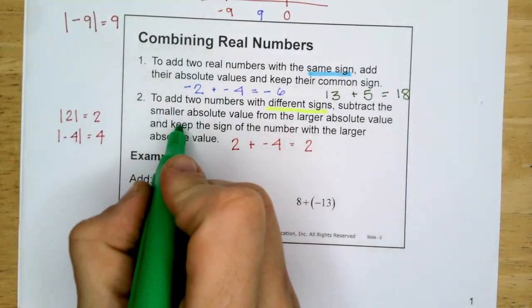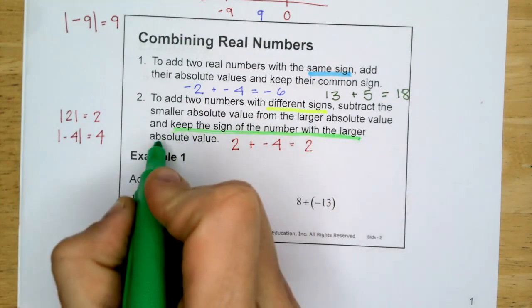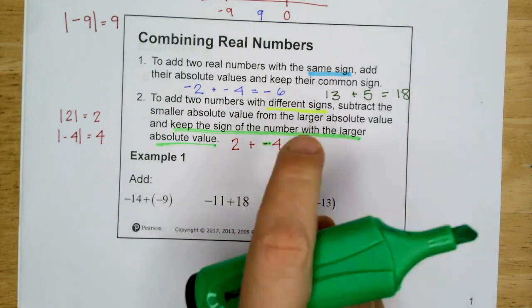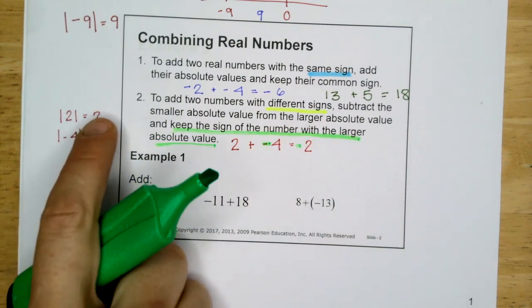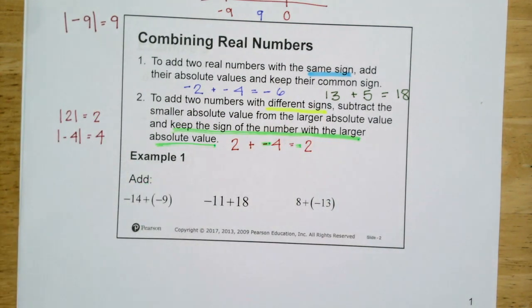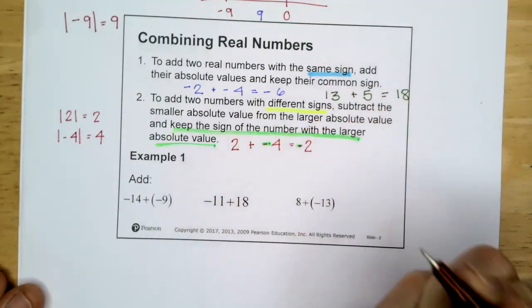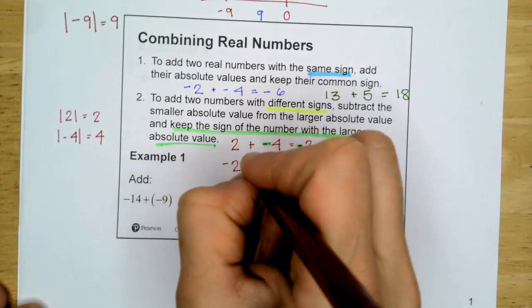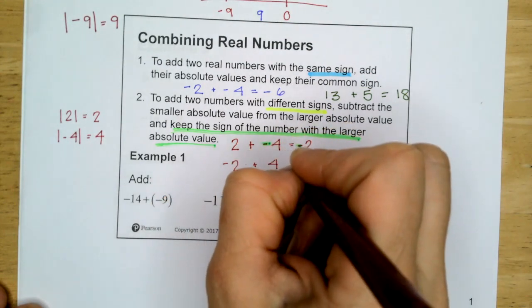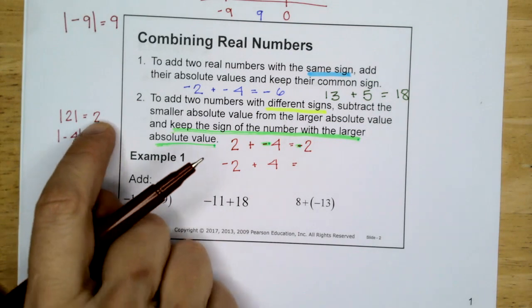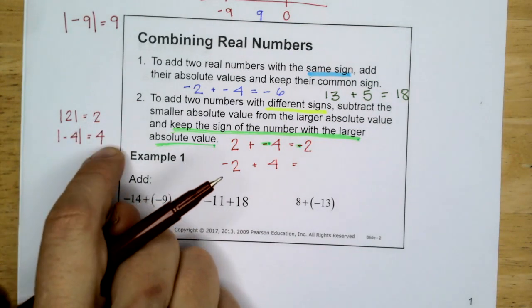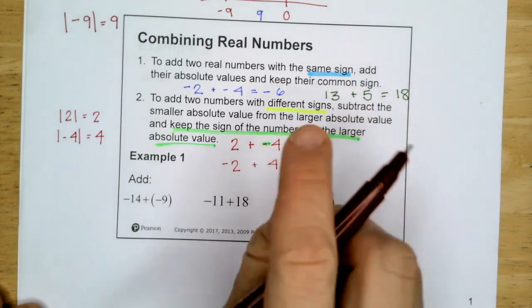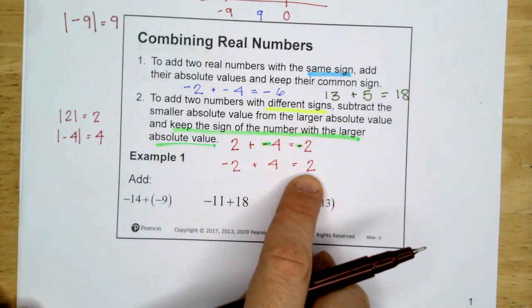That means it's a -2 because this was a -4. The 4 is the bigger of the two absolute values. Keep the sign of the number with the larger absolute value. Good. Or if it was -2 and +4, same subtraction, right? Subtract the 2 from the 4 because the 2 is the smaller, the 4 is the bigger. 4 minus 2 is 2, but the 4 is now a positive, so it's a +2.